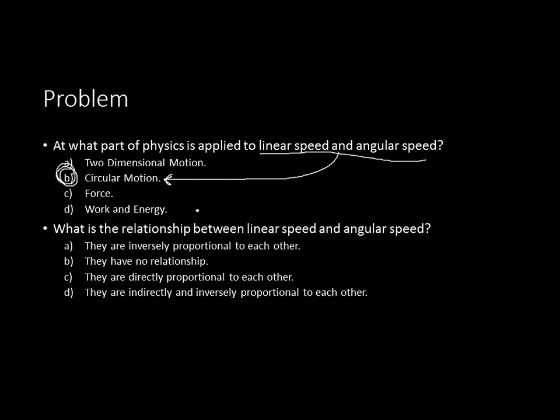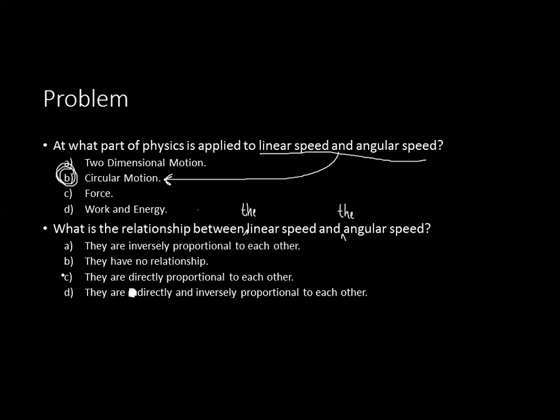What is the relationship between linear speed and angular speed? Actually, I should be putting the word the. All right. So let's try that again. What is the relationship between the linear speed and the angular speed? Much better. All right. So A, they are inversely proportional to each other. B, they have no relationship. C, they are directly proportional to each other. D, they are indirectly and inversely proportional to each other. Wait, forgive me. This is supposed to be directly, not indirectly. Directly. So, what do you think is the answer?